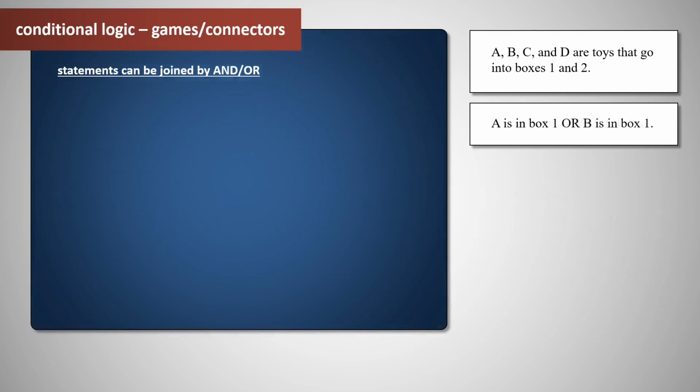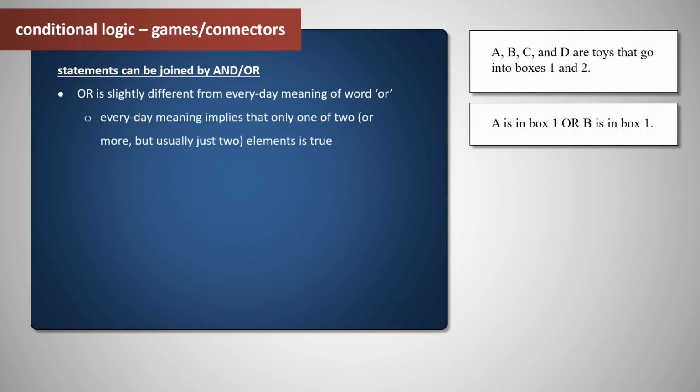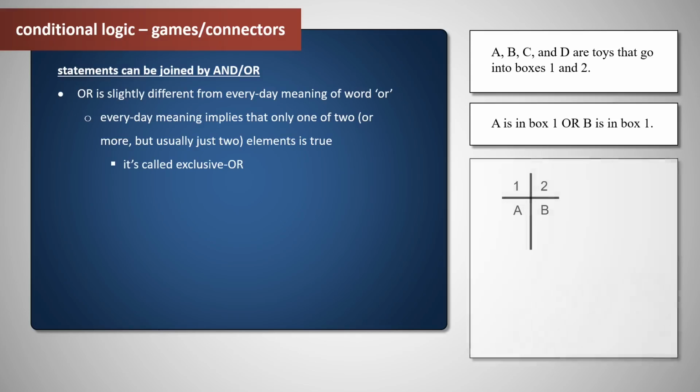Now, or is slightly different from the everyday meaning of the word or. So here we've got over on the right, A is in box 1 or B is in box 1, and the everyday meaning implies that only one of the two elements is true. It depends how many things you're joining, but usually it's just two. That's what's called an exclusive or. So when you say A is in box 1 or B is in box 1, only one of those is true. So you would have a diagram like this: A in 1 and B in 2. Well, if we're saying that A is in box 1 or B is in box 1, then this would be true because A is in box 1. One of the two of them has to be true. So this diagram works.